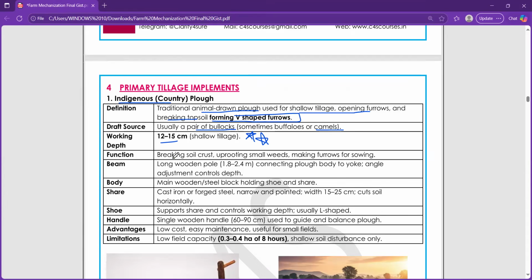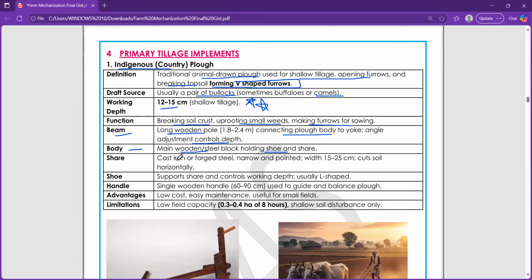The function is that they help in breaking the soil crust, uprooting small weeds, and making furrows for sowing. There are different parts of it, like the beam, which is a long wooden pole connecting the plough body to the yoke, with an angle adjustment to control the depth. Then we have the body, mainly made of a wooden or steel block holding the shoe and share. The share is cast iron or forged steel, narrow and pointed, with a width of 15 to 20 centimeter, and it aids in cutting the soil horizontally.